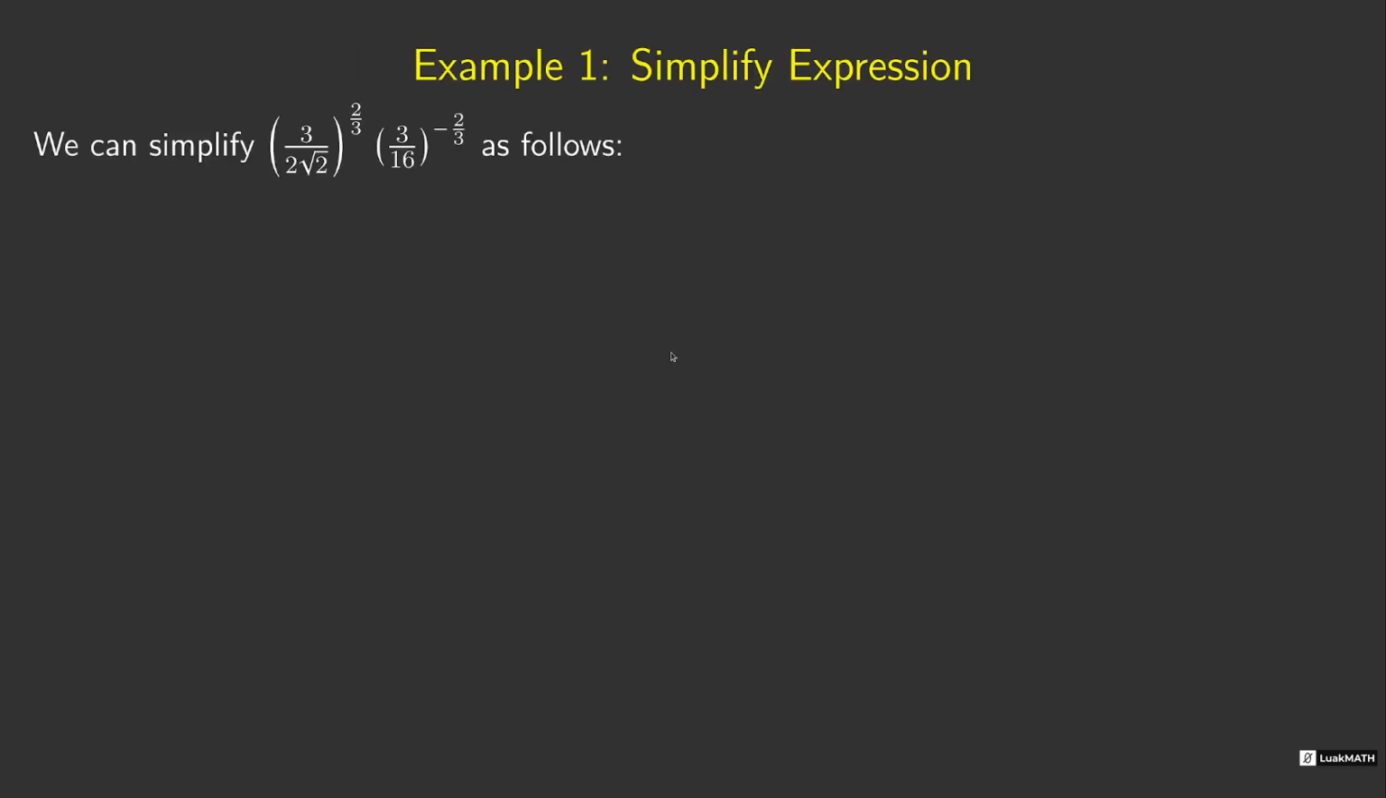Okay, example one. How can we simplify this expression here? We have two fractions. The very first fraction is raised to 2/3. The next fraction is raised to minus 2/3. So the exponents are somewhat similar. They only differ by a minus sign. So what can we do here?